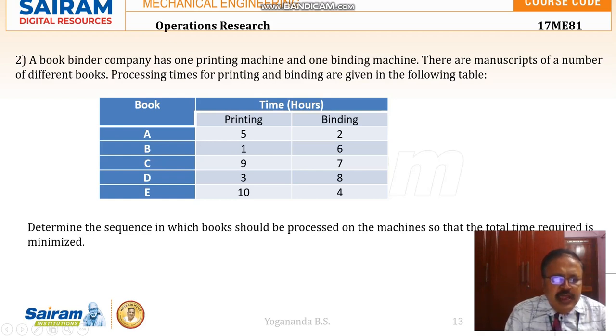Whatever is the book taken for the work, first it has to get printed, and then it has to enter the binding machine. There are manuscripts of a number of different books here. The processing times, maybe in minutes or hours, whatever is given, for printing and binding are given in the table. So determine the sequence in which the books will be processed on these two machines, printing and binding, so that the total time required is minimized.